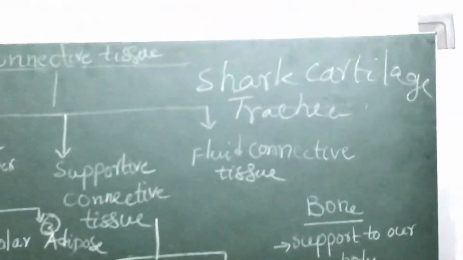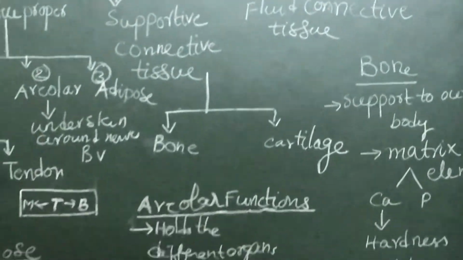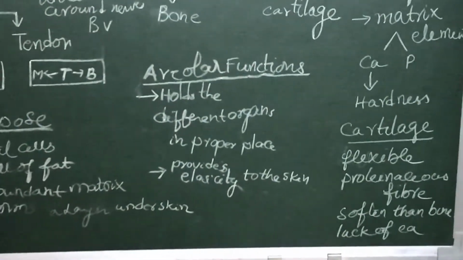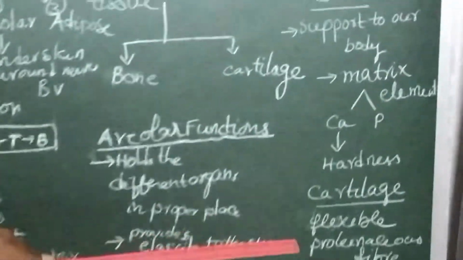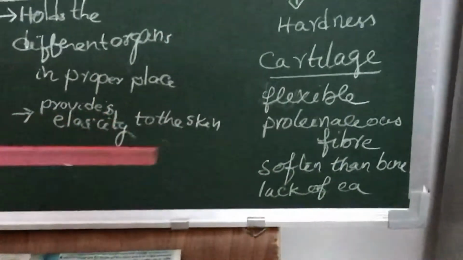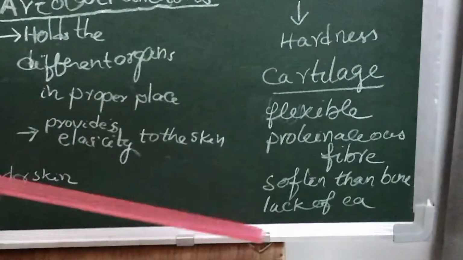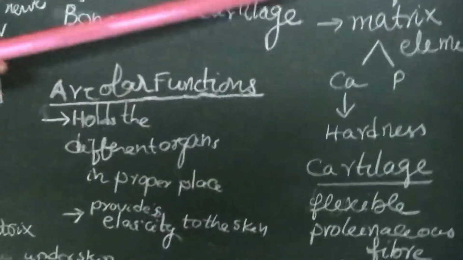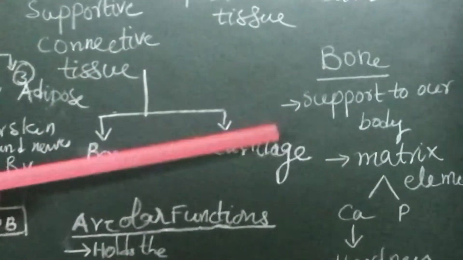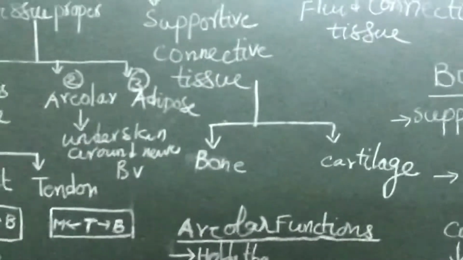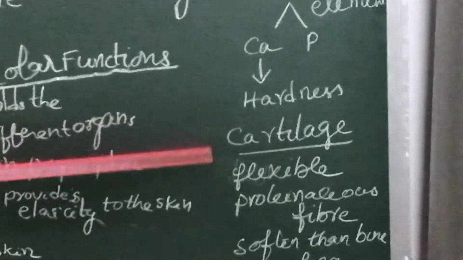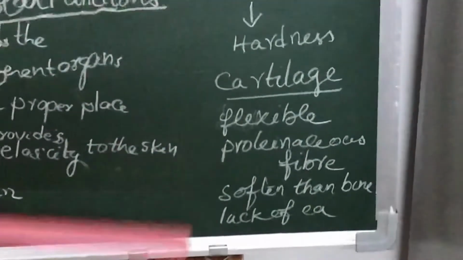Now when you touch the pinna of your ear, you feel it is very flexible, and it is nothing but cartilage. The external pinna is made up of cartilage, which is a flexible proteinaceous fiber softer than bone, and lacks calcium. Due to lack of calcium, the cartilage is soft. And due to presence of calcium, the bone is hard. Calcium is the whole and soul responsible for the hardness of bone. And this cartilage is a flexible proteinous fiber which is softer than bone.